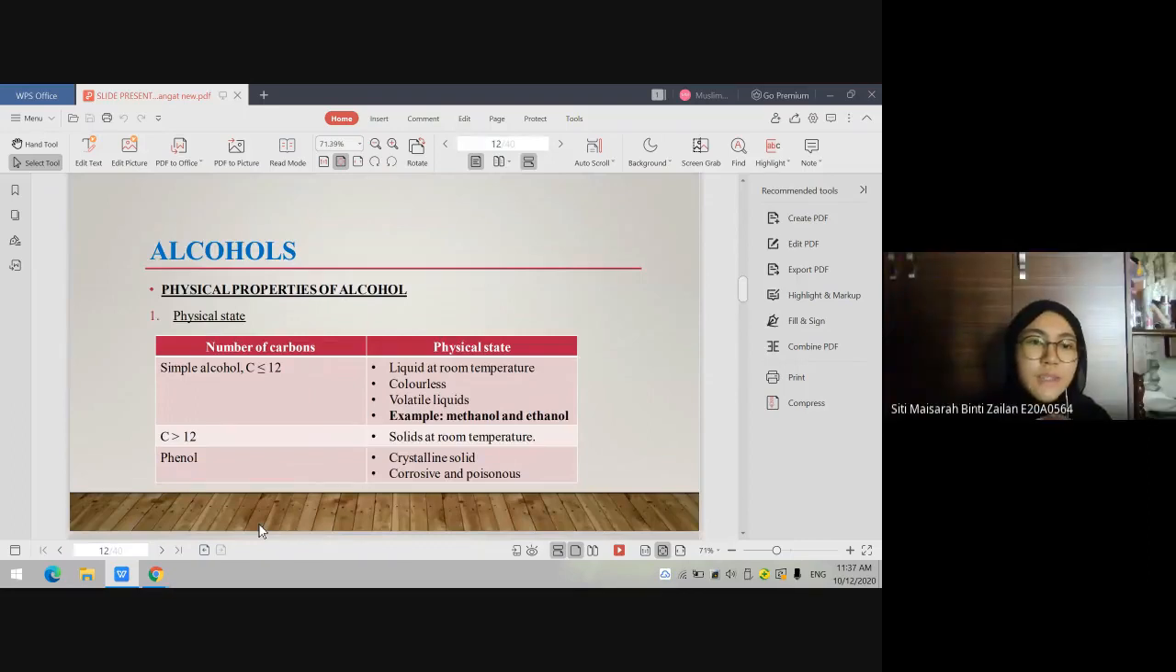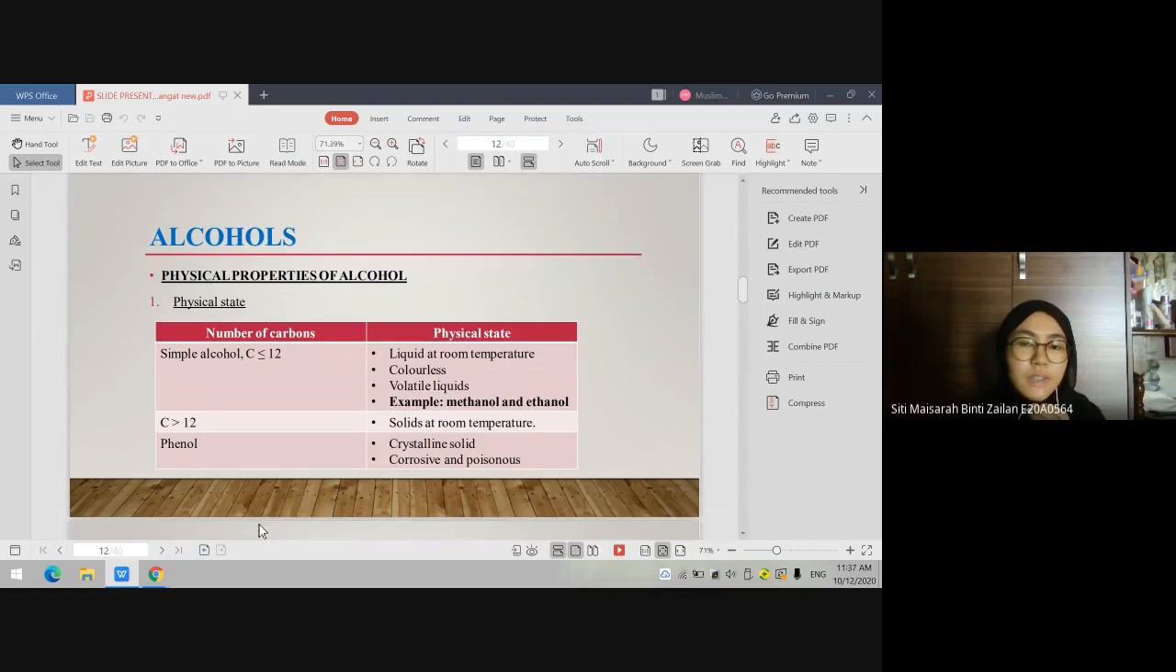Okay, next I will explain about physical properties of alcohol. First is physical state. Simple alcohol, that is the number of carbon less than or equal to 12, the physical state is liquid at room temperature, colorless and volatile liquids. Example like methanol and ethanol. While alcohol that have carbon more than 12, the physical state is solids at room temperature. And phenol, the physical state is crystalline solid and corrosive, also poisonous.